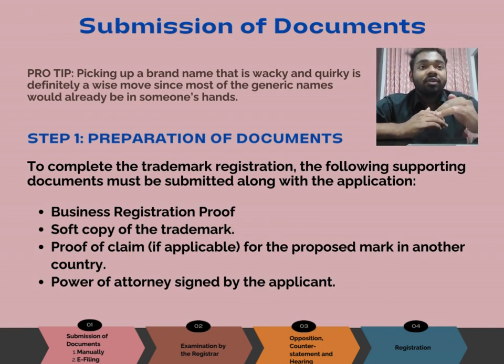The second one is a soft copy of a trademark. One necessity or ingredient of getting it registered is that your trademark should be graphically represented. So a soft copy of that graphically represented trademark is necessary. Proof of claim for the proposed mark in another country. If there is any proof, then that should also be submitted. The other one is the power of attorney signed by the applicant. These four documents have to be there before you move on.